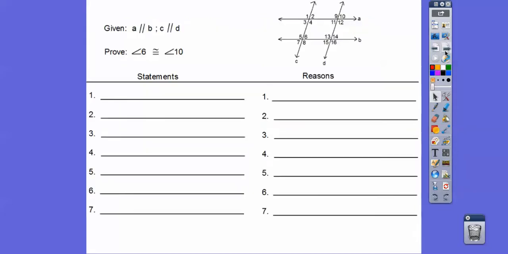Okay, so here's a proof right here. Hopefully you can see that. Given that these lines are parallel and these lines are parallel, we want to prove that angle 6 is congruent to angle 10. So what I'm first going to do is put this second given down, that these lines are parallel, and then I'll mark them with the arrows right there.